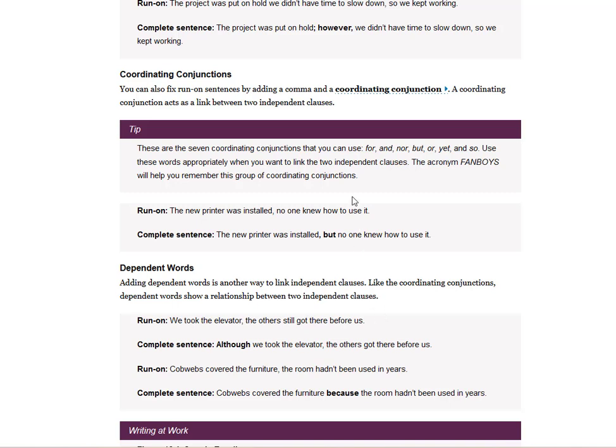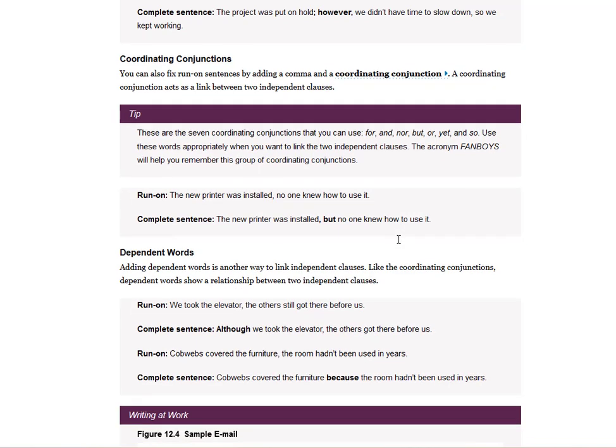Coordinating conjunctions, FANBOYS: for, and, nor, but, or, yet, so. The acronym FANBOYS will help you remember. When you use coordinating conjunctions, you're combining two sentences of equal significance, and you are creating a compound sentence. So you always put a comma before FANBOYS. For example: The new printer was installed, but no one knew about it.